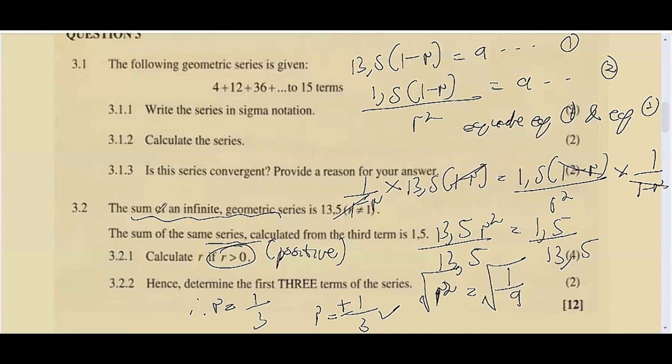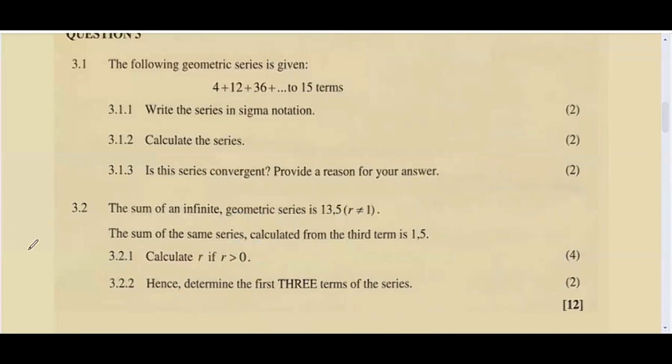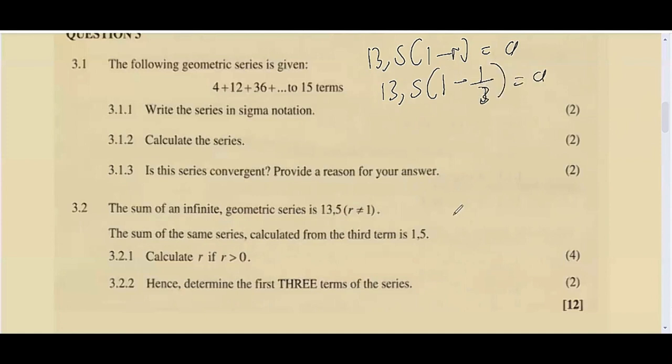Now that we have our r, we can use this r here to calculate the value of a, right? So we can just substitute it into equation number 1. So let's clear the screen. And then if we substitute, we have 13.5, 1 minus r is equal to a. If we substitute the value of r here, this is 13.5, 1 minus 1 over 3, and it's equal to a. Remember, a is the first term. So if we calculate that, our a is supposed to be equal to 9, right? So if you just punch all this in your calculator, that's 9.